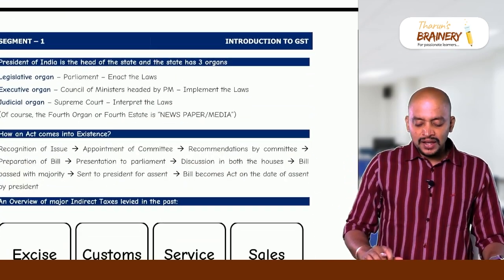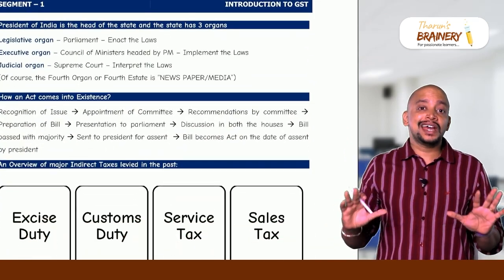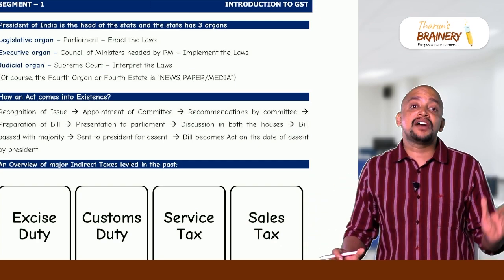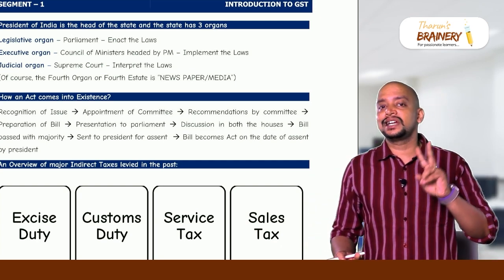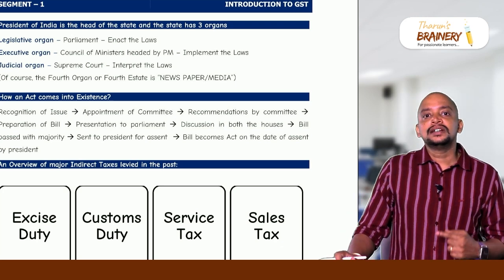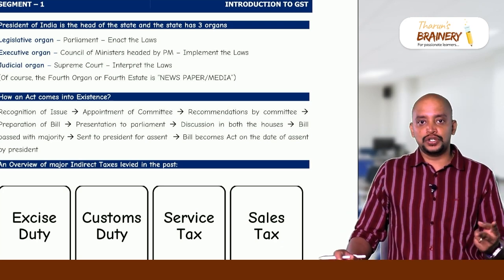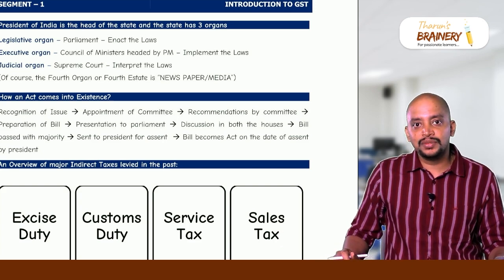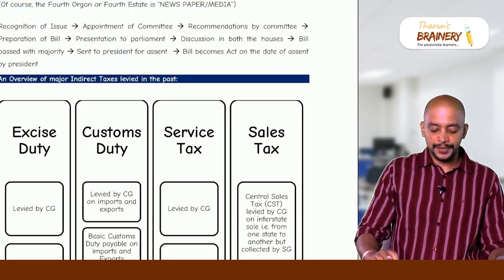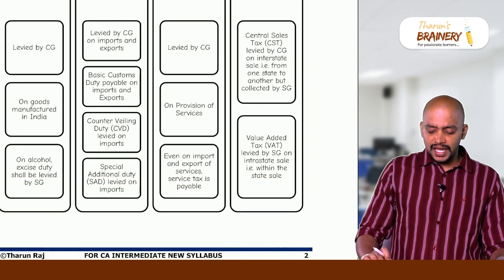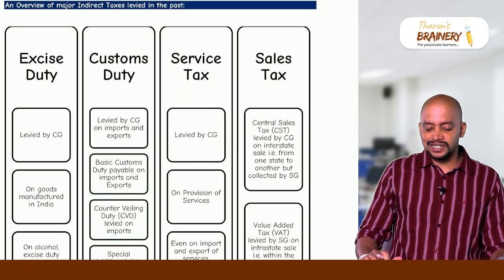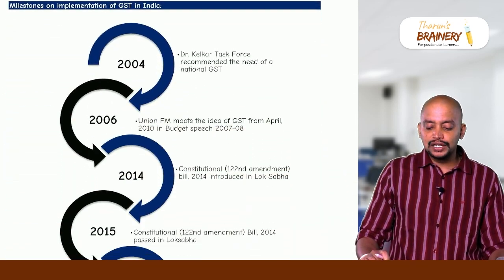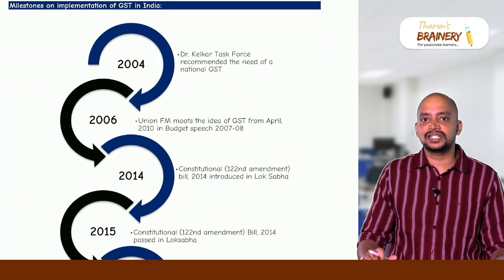Okay. Now, what are the various indirect taxes we already studied? What are the major indirect taxes that we have at present? Only two major indirect taxes, that is GST and customs duty. But we have other indirect taxes as well, levied by state government and local authorities. Now, we have completed excise duty, customs duty, service tax, etc. and milestones in implementation of GST in India.